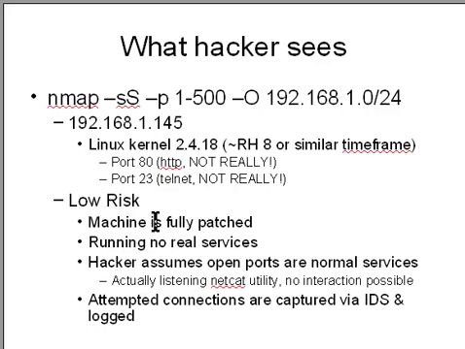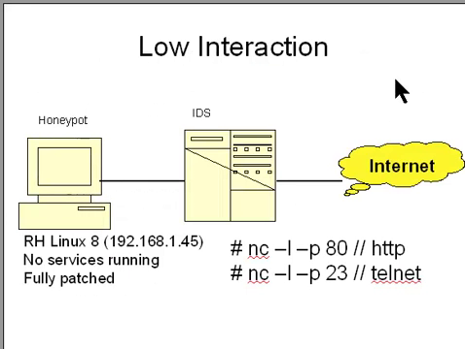However, this is very low risk because we already know that the machine is fully patched. It's running no real services. Although the hacker assumes that the open ports are normal services, it's only netcat listening. And so any attempted connections are being captured by the intrusion detection system and are logged, which is what is occurring here. The likelihood of someone being able to hack this box is very low because right now we know that there's no real services running and it's fully patched.